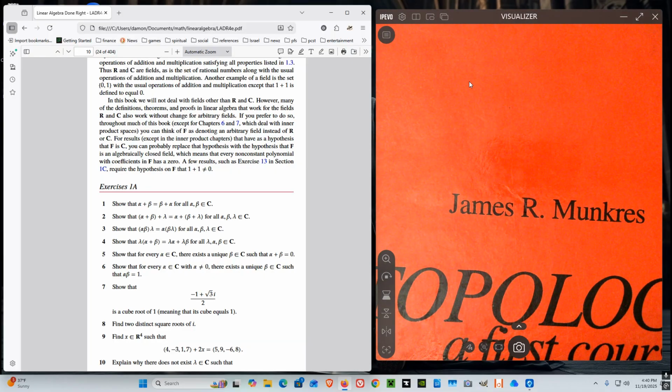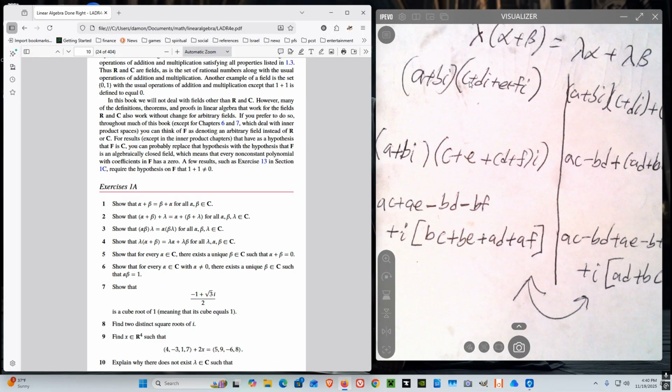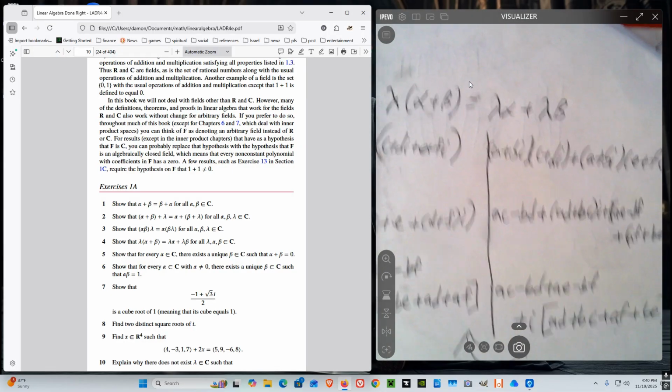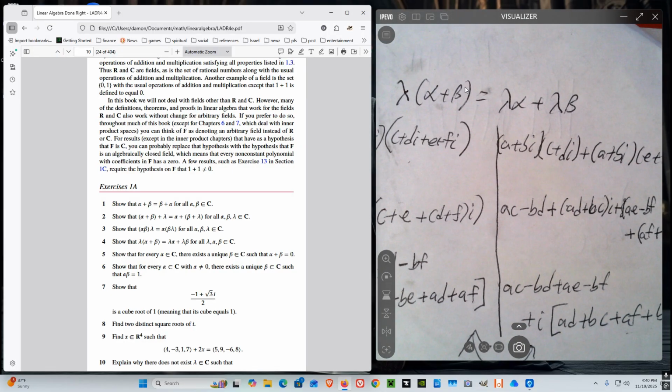Now, I also did lambda times alpha plus beta equals lambda alpha plus lambda beta. The reason I had to write stuff in the previous problem in its complex number form was because we didn't have the distributive property for complex numbers yet. So rather than using the distributive property, I had to use the multiplication property.